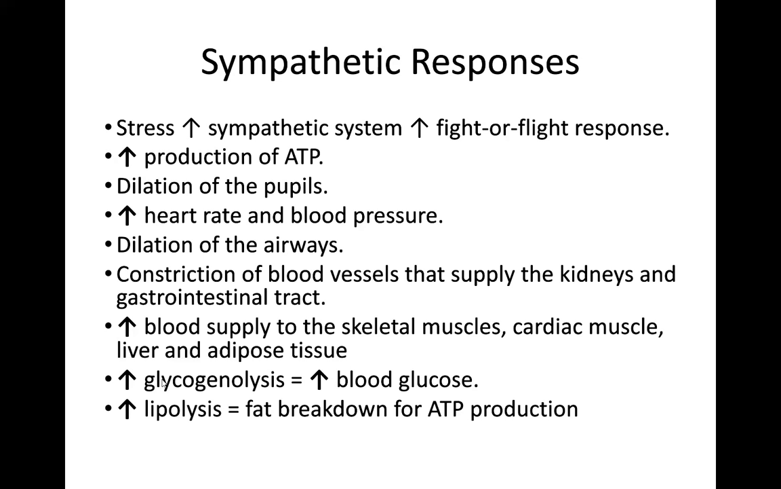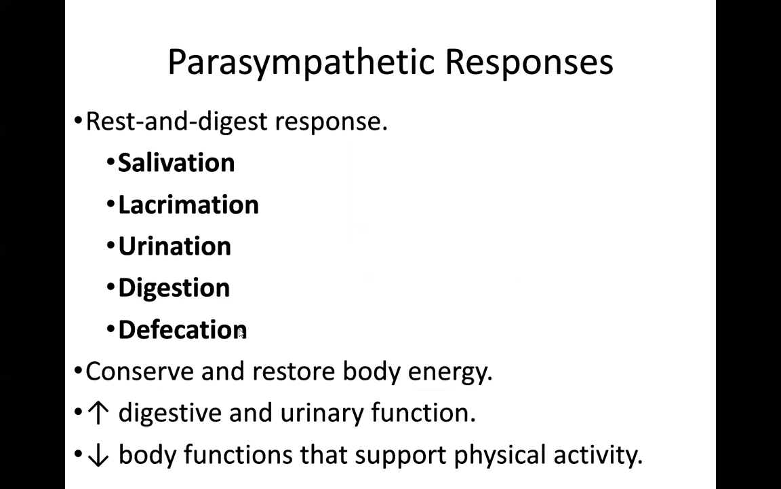Okay. Adipose tissue is just a fancy term for your fat tissue. Okay. We increase the blood supply to that because what we're going to be doing at this point is breaking down our fat. That's what lipolysis is. And that allows us to use that fat for ATP production purposes as well. Okay, so those are kind of just short descriptions of what happens when the sympathetic nervous system is active.